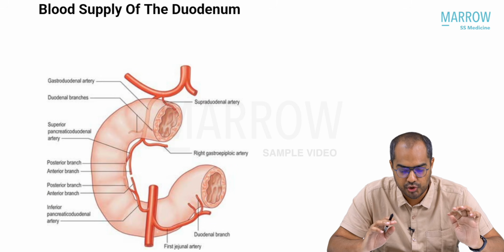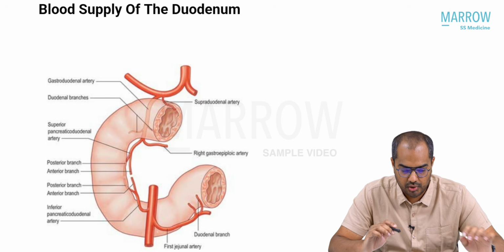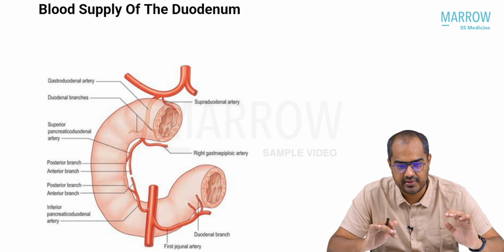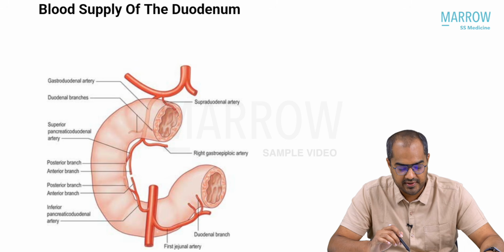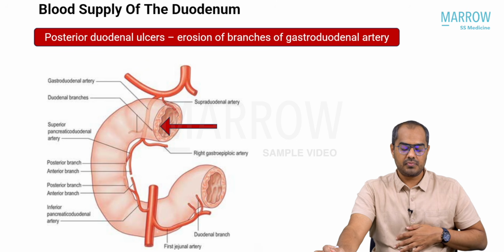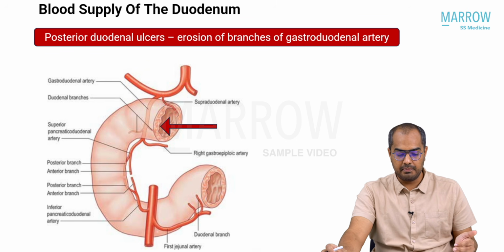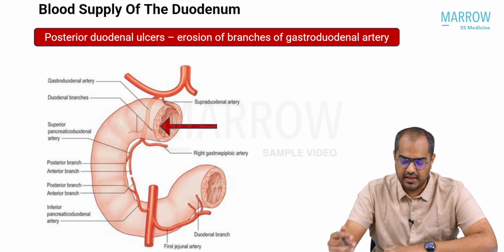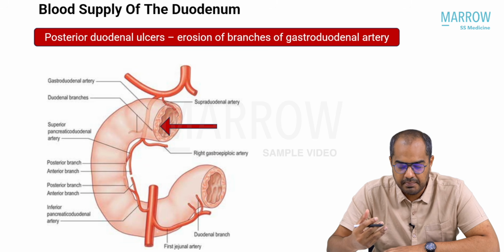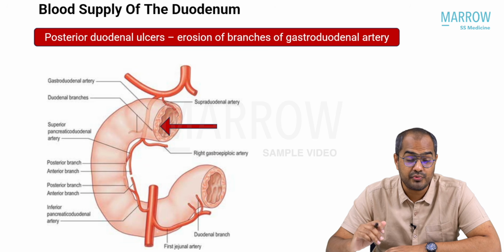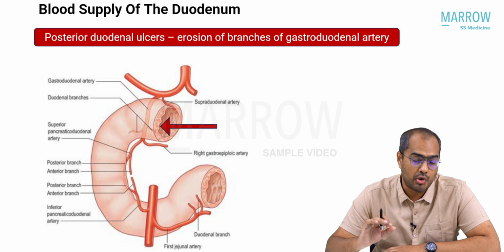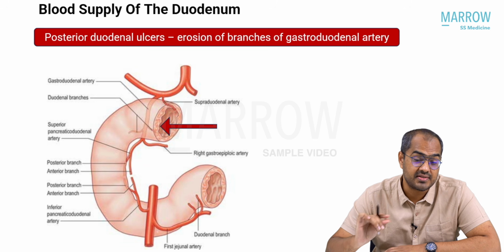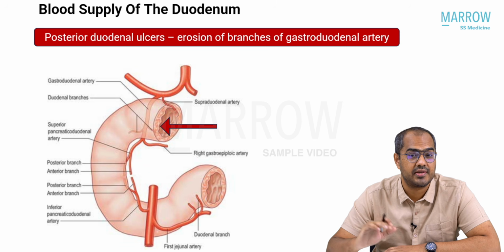In the blood supply of the duodenum, the most important concept is the gastroduodenal artery. The gastroduodenal artery, which usually supplies the duodenal bulb, can be seen in very close approximation to large posterior duodenal ulcers. So again, if you have a deep ulcer in the posterior duodenum and you see a visible vessel, you should be aware that this is one of the branches of the gastroduodenal artery, or sometimes the gastroduodenal artery itself.